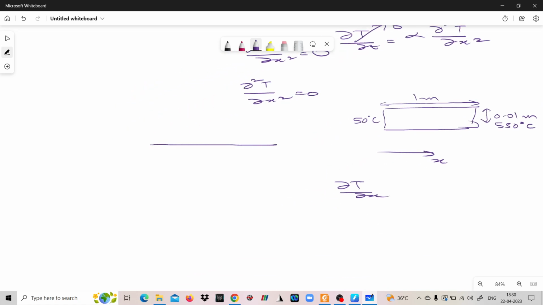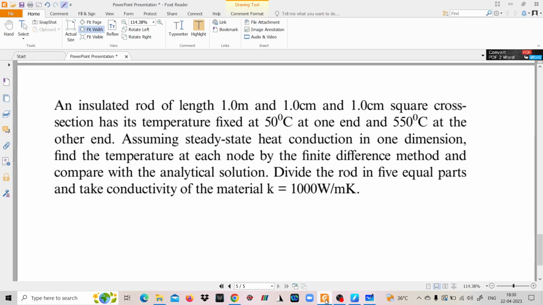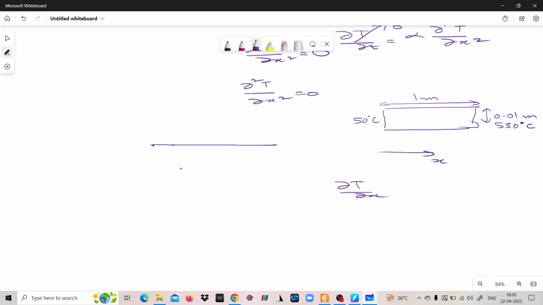Now, let us say this is the rod. How many divisions? You have to divide the rod in 5 equal parts. So this is the first part, second part, third part, fourth part, fifth part. So how many nodes are there? 1, 2, 3, 4, 5. There are 6 nodes, and you need to determine the temperature at each node.